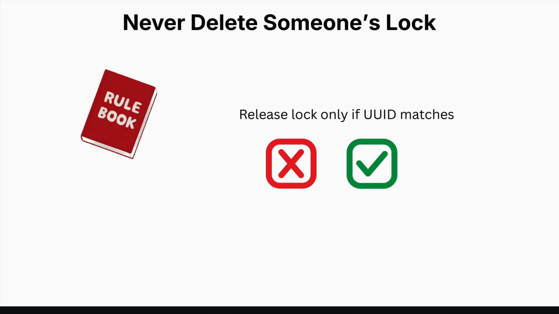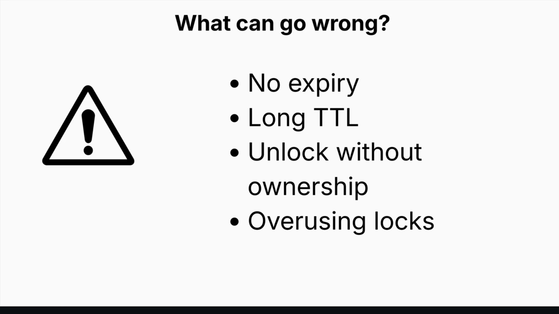Now, common mistakes made in distributed locking: we might not set expiry, or we might set a long TTL, or we might delete locks blindly, or we might use locks everywhere. Distributed locks are powerful, but they must be used carefully.